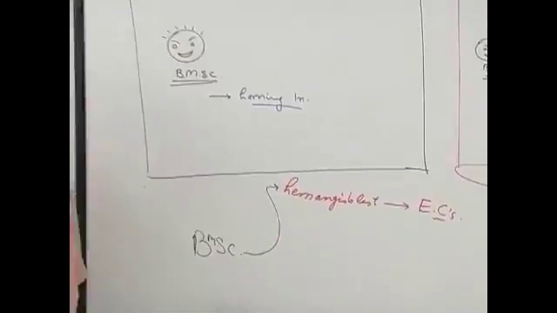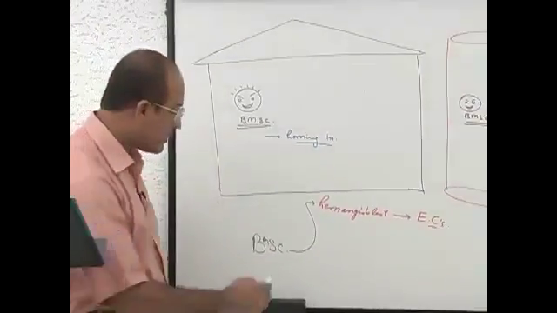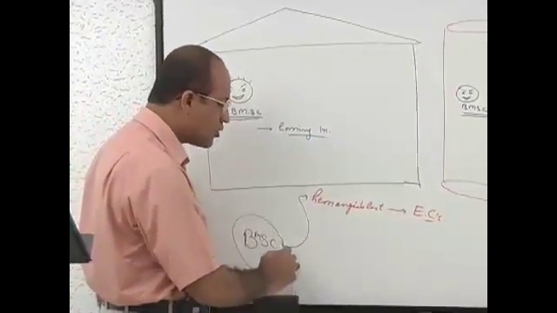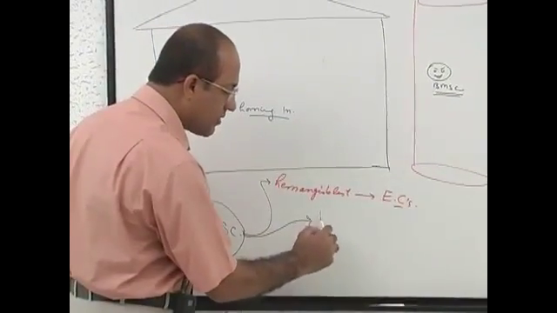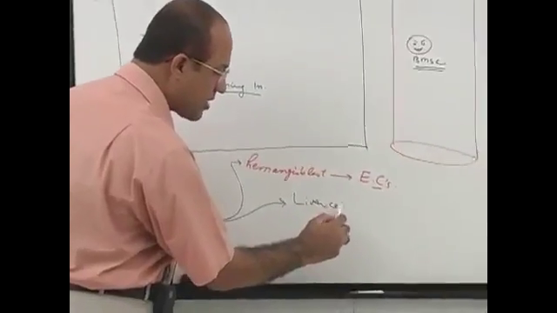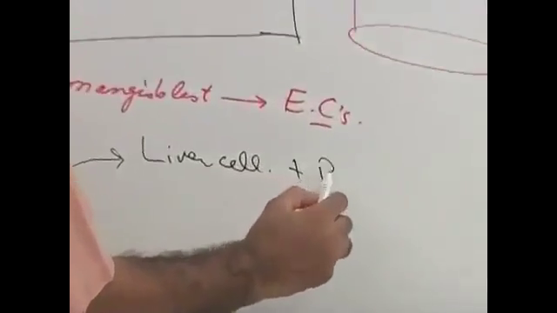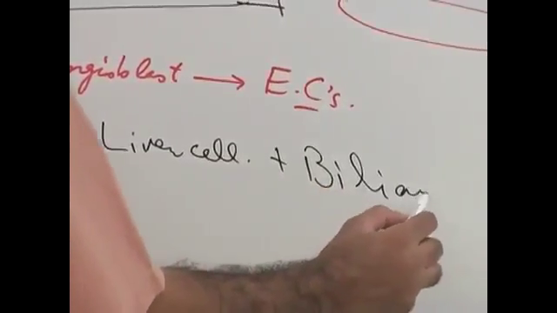Then there are some very recent and controversial studies that bone marrow stem cells can produce non-hematopoietic cells. They can produce liver cells, hepatocytes. They can produce biliary system cells, biliary duct cells.